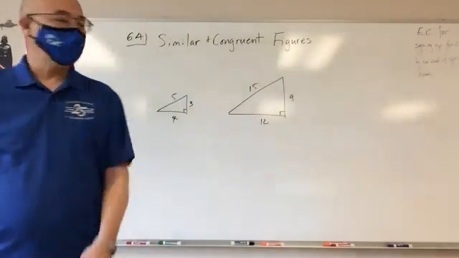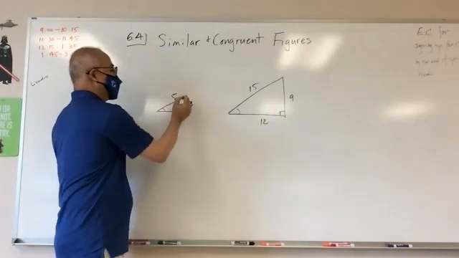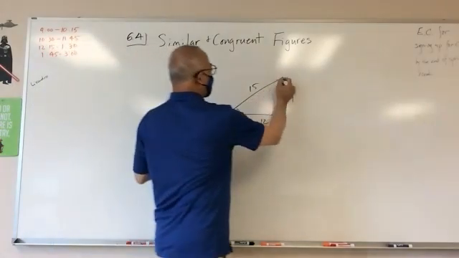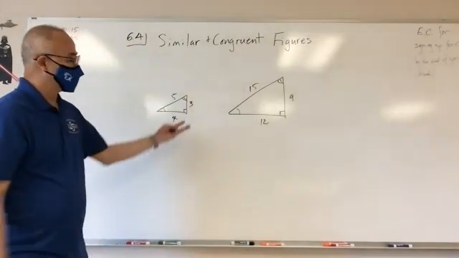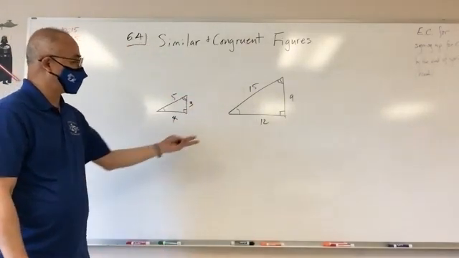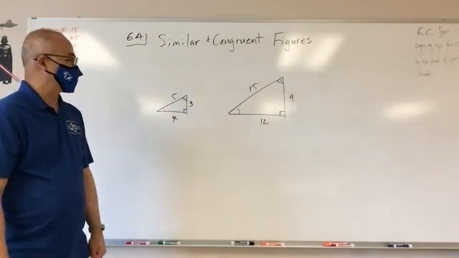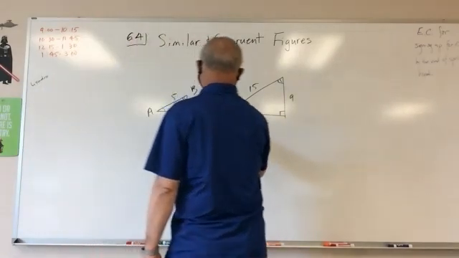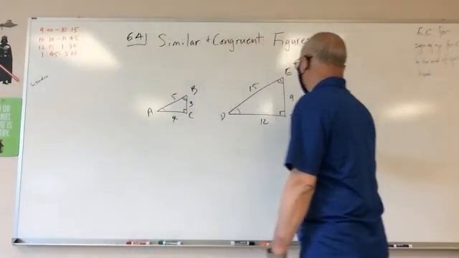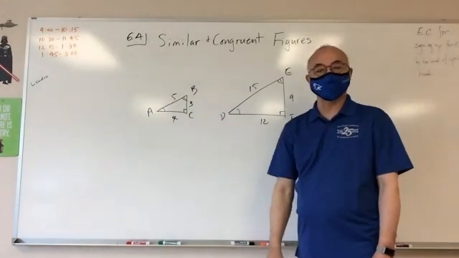Now, if this angle and this angle were the same, this angle and this angle were the same, and obviously these two are both 90 degrees, they look kind of the same, don't they? So each one of these would have to have the same ratio, right?